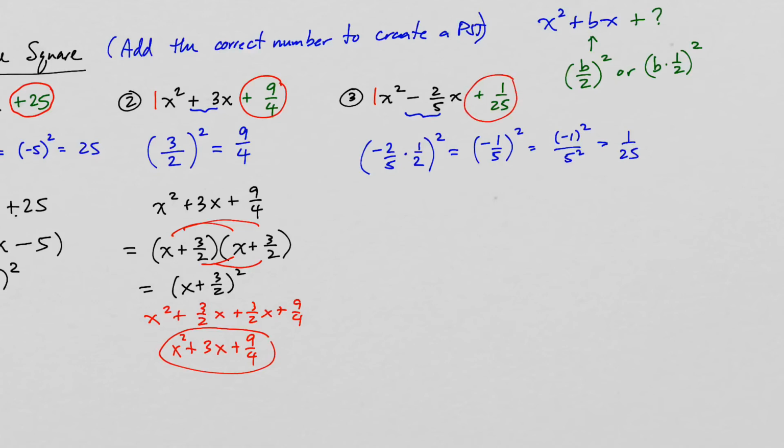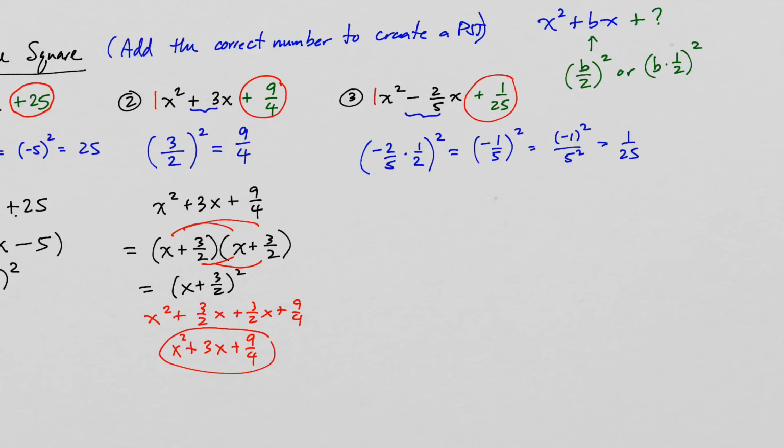Now, why do we care about completing the square? Well, again, from our previous examples on the previous page, when you have a perfect square, when you're solving an equation, you can use the square root property. And so if you don't have a perfect square, you can create a perfect square by going through this completing the square process.